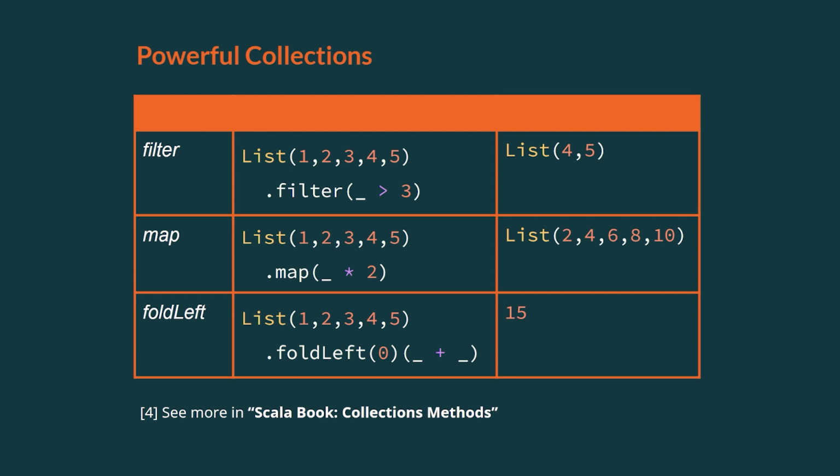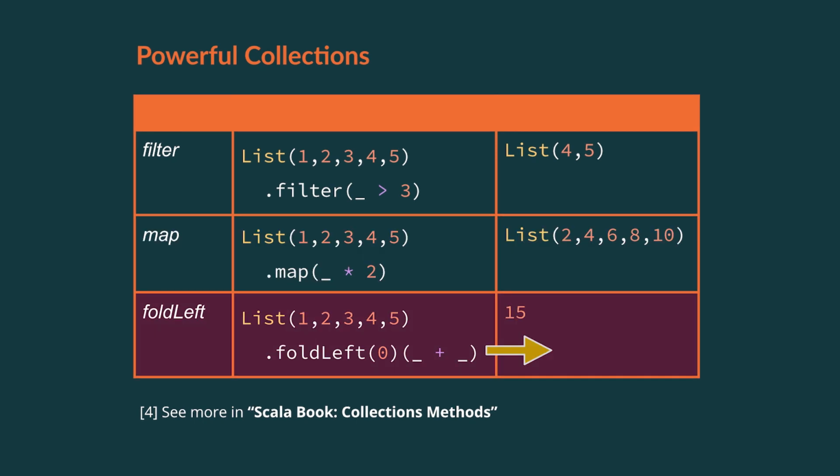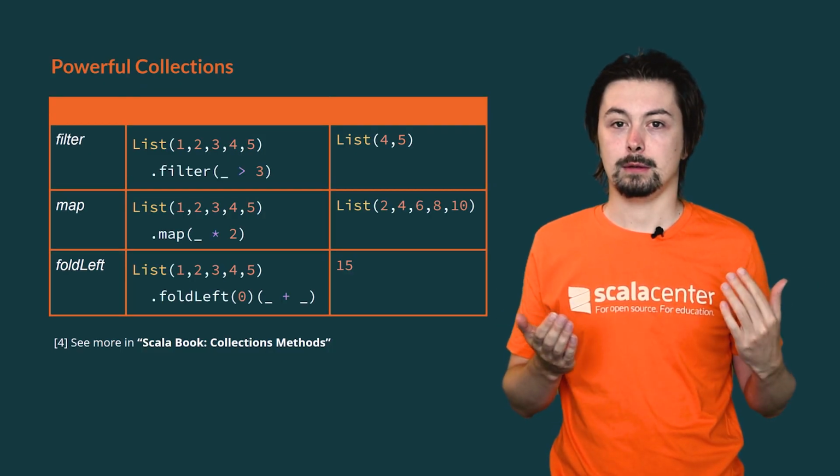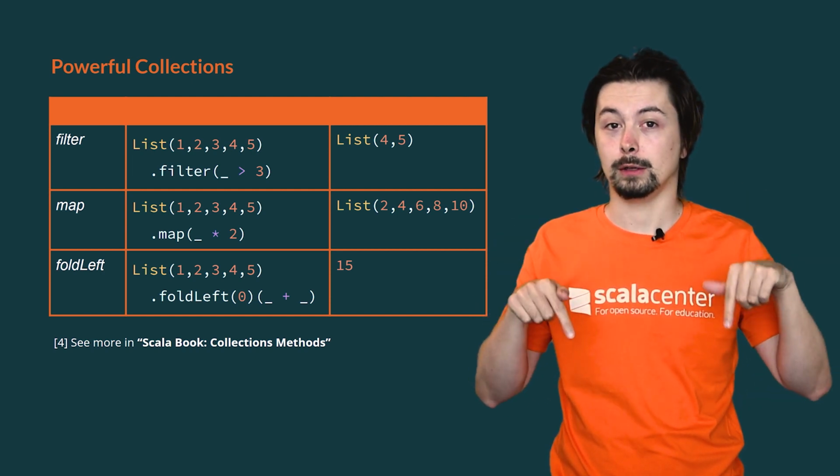Let's see some examples. Filter creates a new collection with only the elements that match a specific predicate. Map creates a new collection by transforming each and every element. And foldLeft lets us produce some summary value based on combining all elements of the collection. Many more of the methods are described in the collection methods chapter of the Scala book, also linked below.